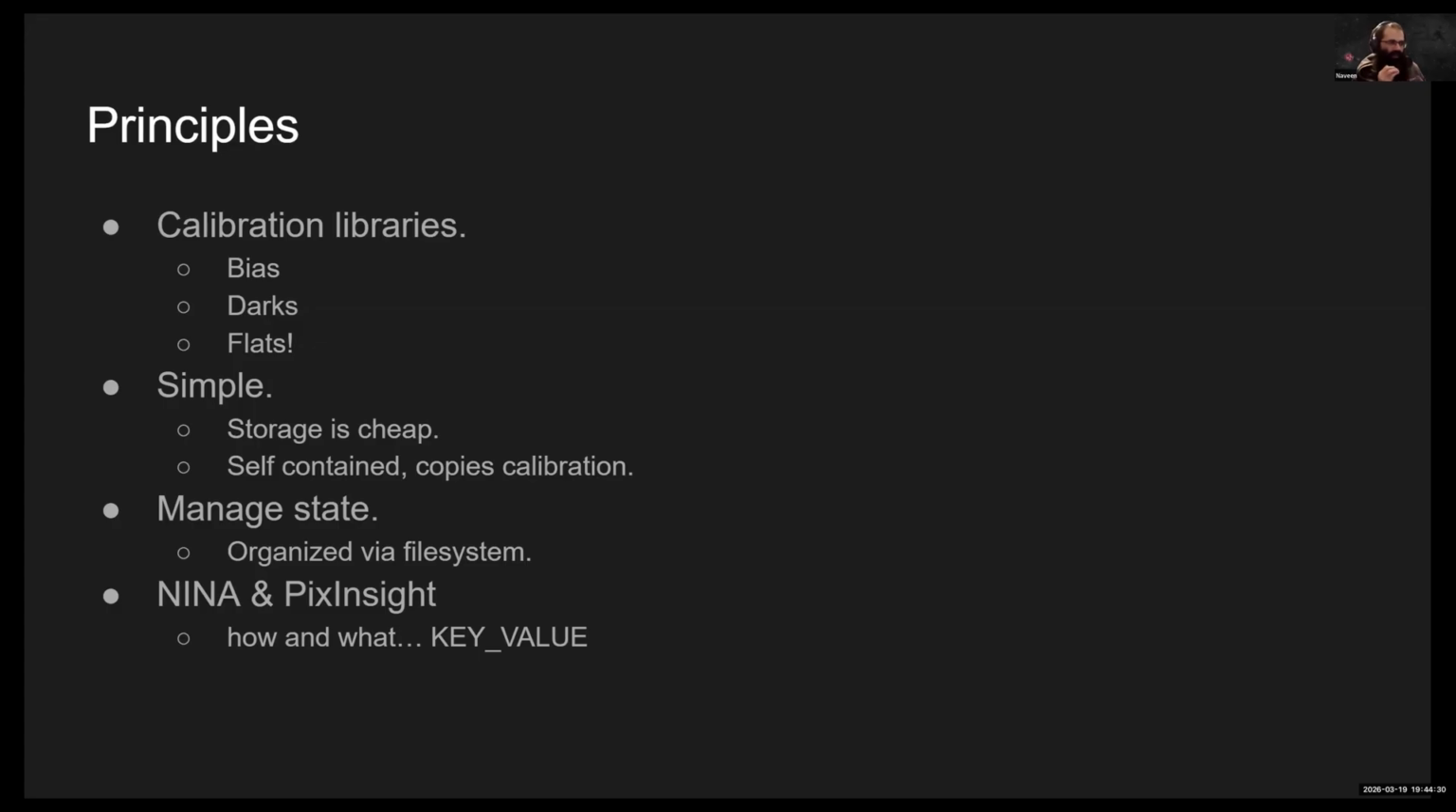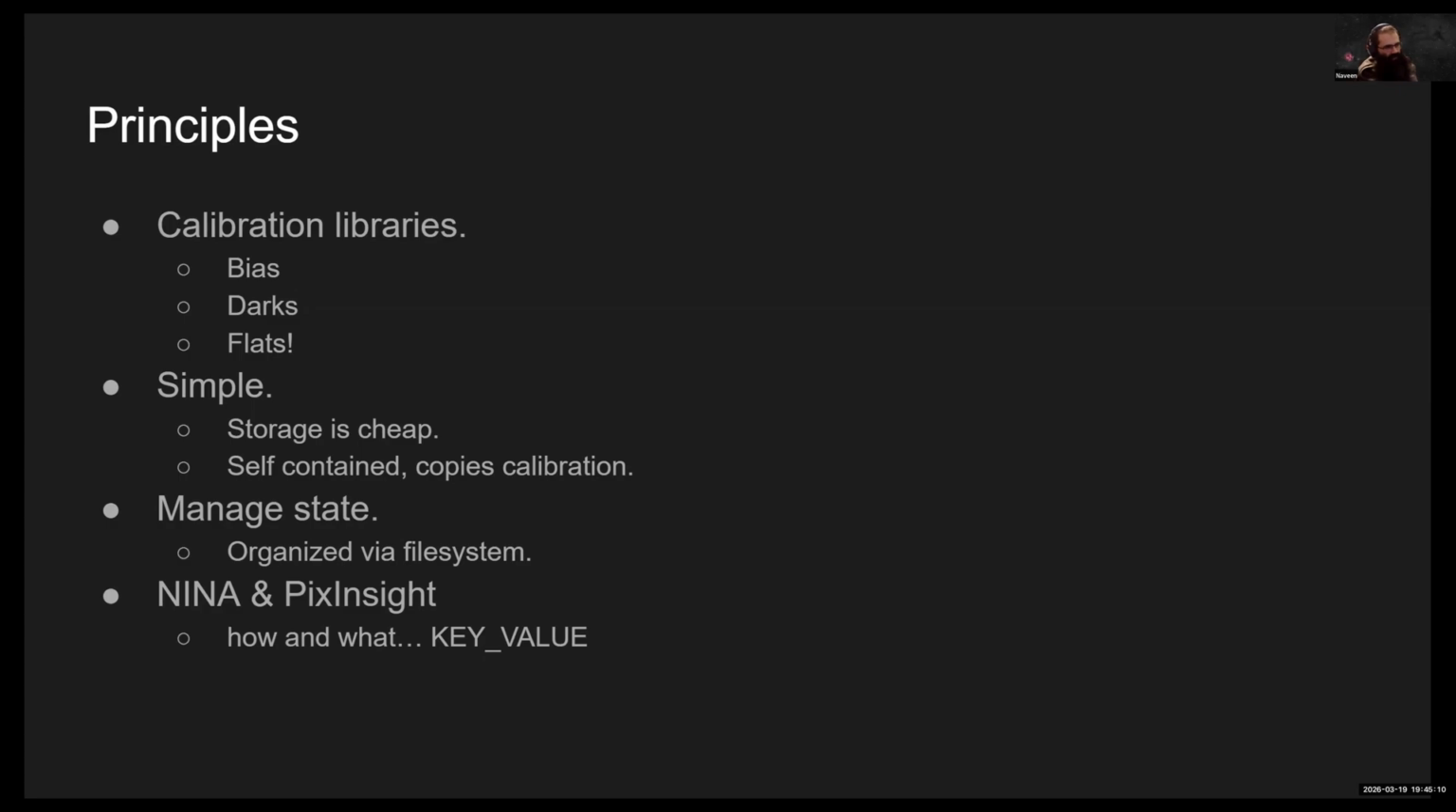I want to keep things simple, and I'm making an assumption that storage is cheap. So what I do is I copy calibrations, my bias, darks, and flats, all over the place, and we'll see that in the demo. And I manage my state for all the data in the file system. Again, we'll go over what I do. I'm going to share exactly what I do, from output from NINA to organize data in the file system. So we'll see all of that in action.